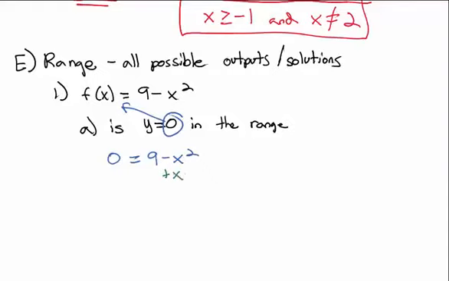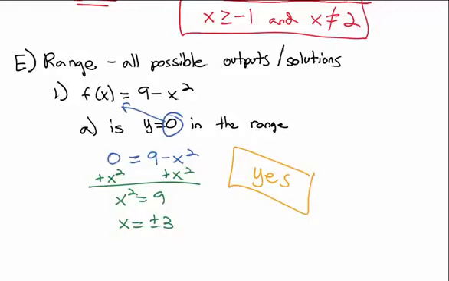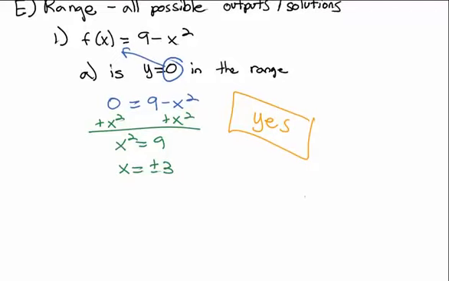Well, we can solve this by adding x squared to both sides. Gives us x squared equals 9, and take the square root, x equals plus or minus 3. So we have two options, but what's important is, yes, we can get 0 for an answer. So yes, y equals 0 is in the range.